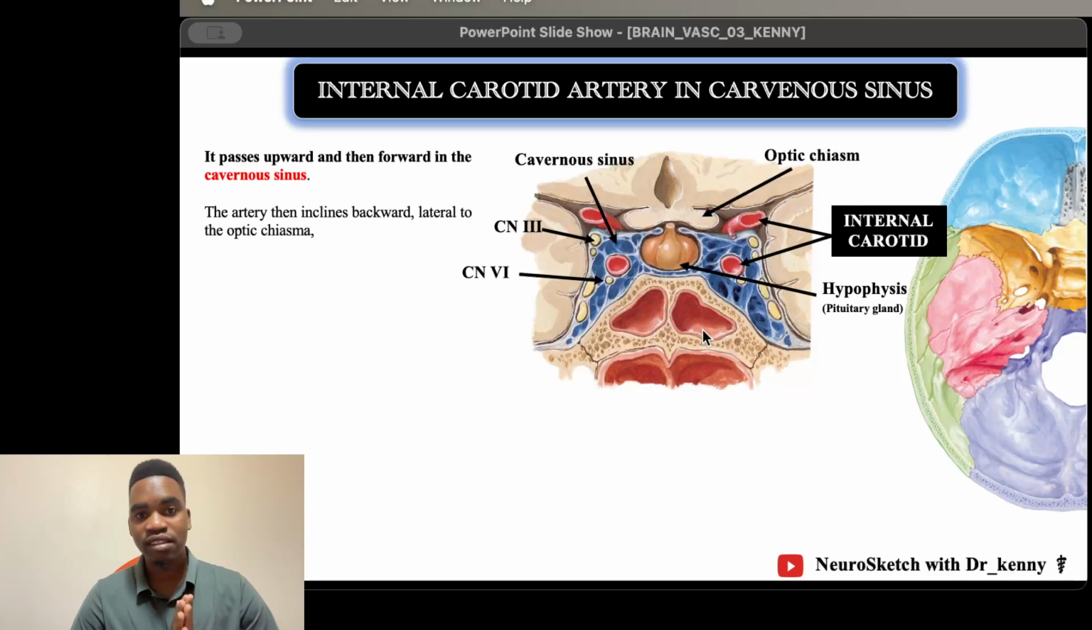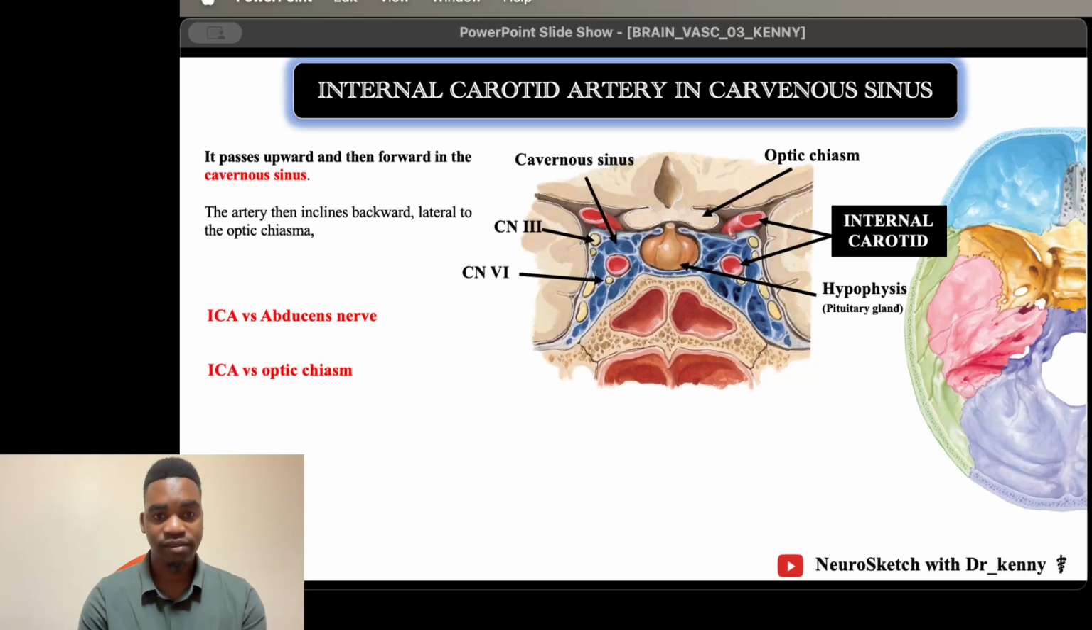In this cavernous sinus, what I want you to pay much attention to is the relationship between the internal carotid artery and the optic chiasm, and the internal carotid artery and this little nerve here, which is the abducens nerve, cranial nerve number 6. This is very important when we have something like an aneurysm. If we have an aneurysm of the internal carotid artery at this part, it will compress the abducens nerve, and it depends on which side is affected, whether the left side or the right side, since we have bilateral internal carotid arteries.